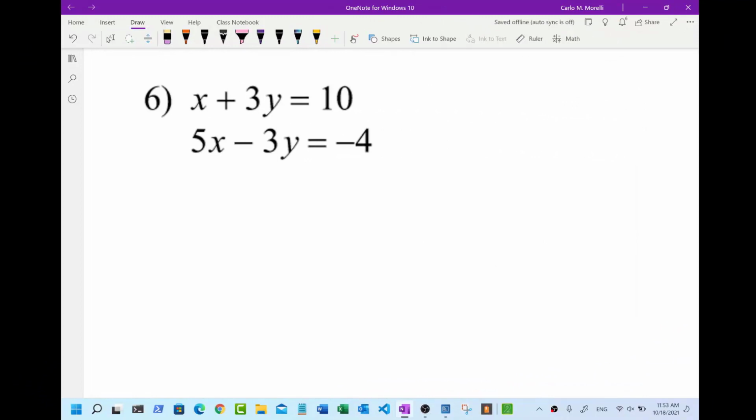All right, here we are on number 6, and we're trying to substitute again. This time I want to do the x variable, because if I use the top equation, it would be fairly simple to isolate the x variable by just subtracting 3y from both sides. So we can make an arrow like that and say x plus 3y equals 10. All right, and then subtract x from both sides.